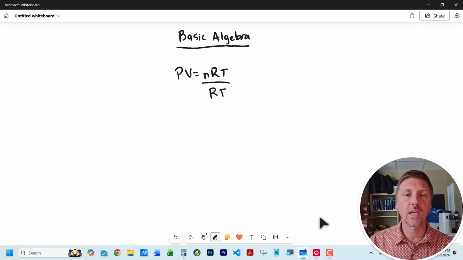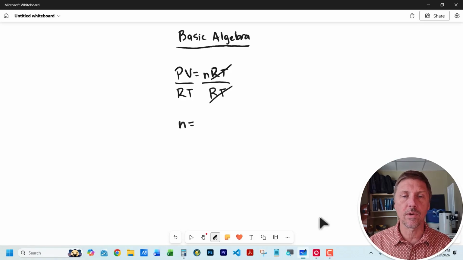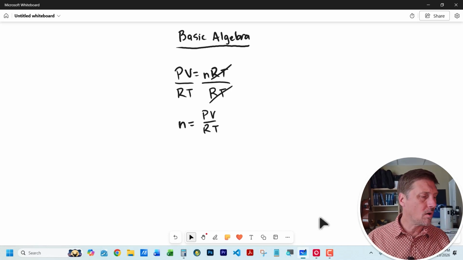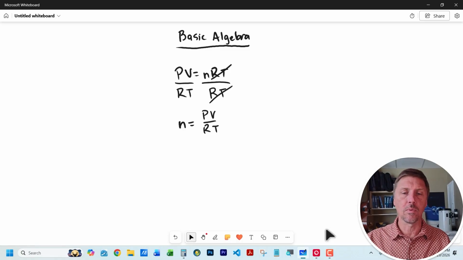I'm going to divide both sides by RT because the N is multiplied times RT. So we're going to get rid of that R and that T by dividing both sides by that. And then we're left with PV over RT equals N. But since we're solving for N, I'm going to write the N on the left side and say N is equal to PV over RT. Super simple, right? That wasn't hard at all. That was very, very simple.